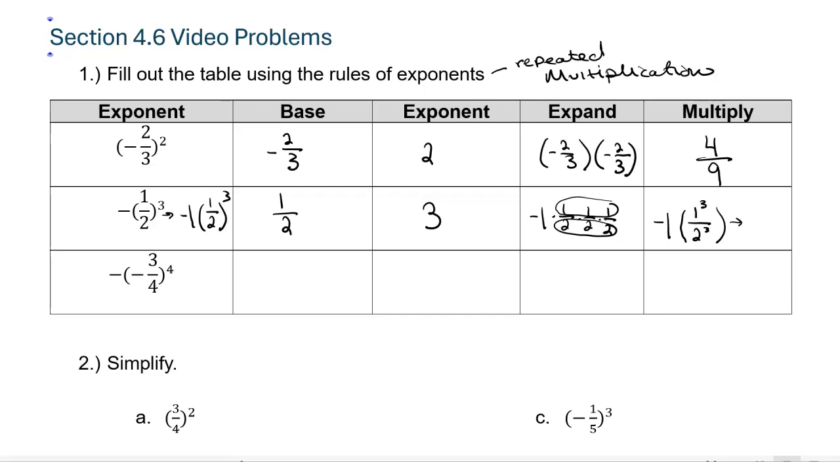Now I can say, all right, well, that's -1 times 1 cubed. Anytime your base is 1, it simplifies to 1. And then 2 cubed is 8. So now your final answer is -1/8. So this right here can be really helpful for visualizing what's actually happening. Okay, and some of you may feel more comfortable with like 2 cubed. You might know what that is. So seeing it that way can help you simplify correctly.